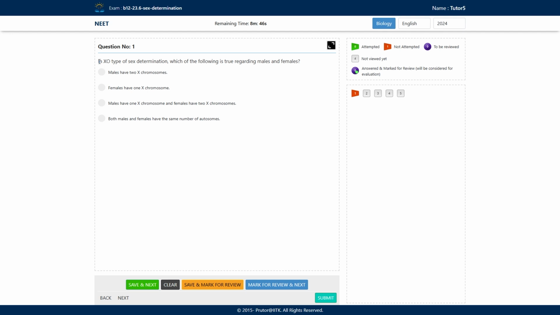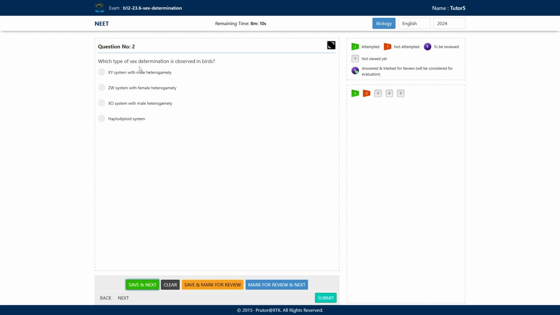So X0 type of sex determination system, this is seen in grasshoppers. In grasshopper, what happens? The males, they have X0, females have XX. Here the male produces 2 kind of gametes. They produce 2 kind of sperms. So what should be the answer? The answer here will be option number C. Males have only 1 X chromosome and females have 2 X chromosomes.